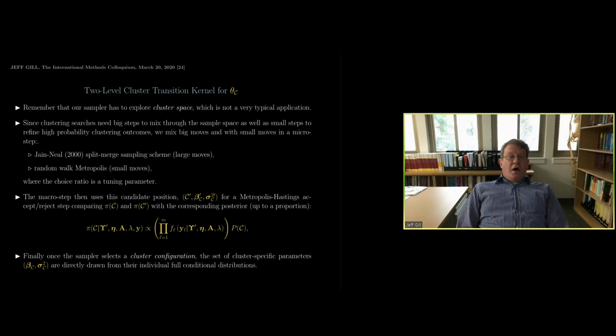We have to move through cluster space, this gigantic space. So how do you do that? There's a nice paper by Jain and Neal from some time ago where they do this split-merge thing, where they split up clusters and then they merge or split more clusters as a way of randomly moving through cluster space. So we do that. Then we do a random walk, some small moves around the choice, and that seems to mix very nicely.